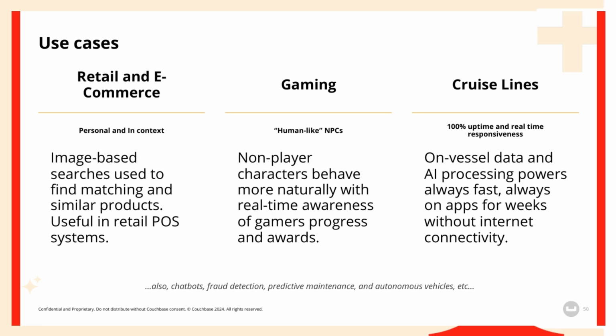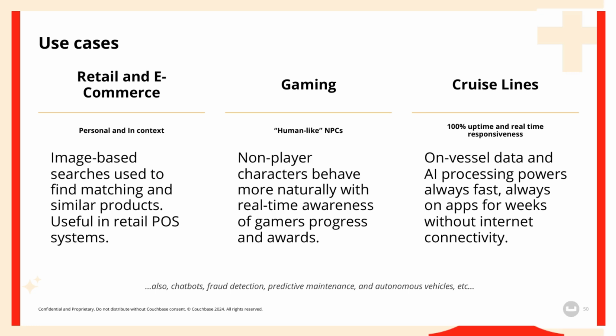But we can also use vector search and AI and local data processing in games, right, to allow for offline-first processing. You can use RAG techniques with vector search to enable LLMs to make non-player characters behave more naturally, more human-like, with real-time awareness of what lands you've been to, what awards you've been awarded, things of that nature in a game.